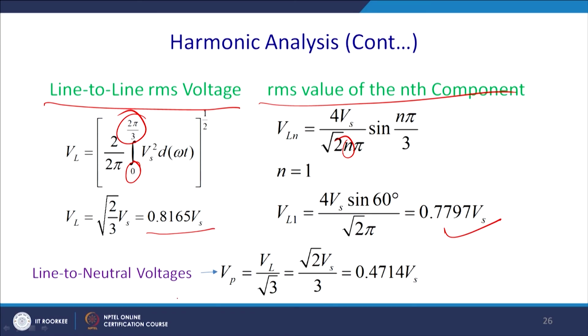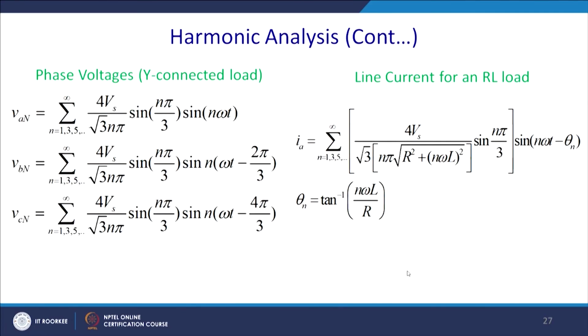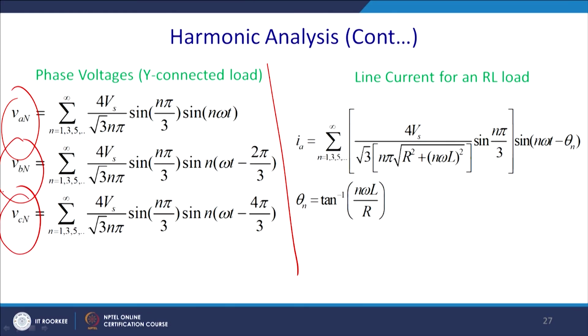So, the line to neutral voltage Vp will be essentially VL by root 3, which is root 2 Vs by 3, that is 0.471. So, these will be the values for the line to neutral voltage. Similarly, we can compute the values for the Y connected load, and you can substitute the previous values. So, these will be the values for the different phase voltages.